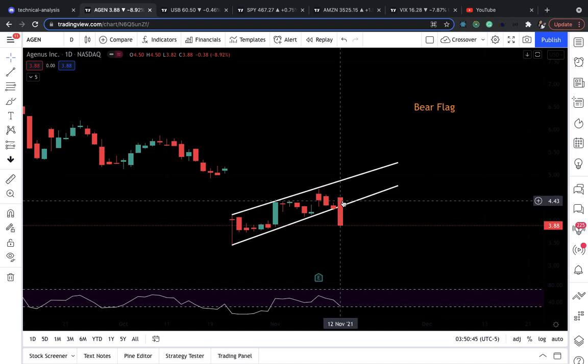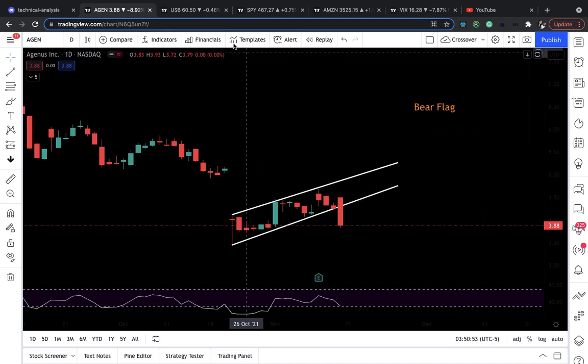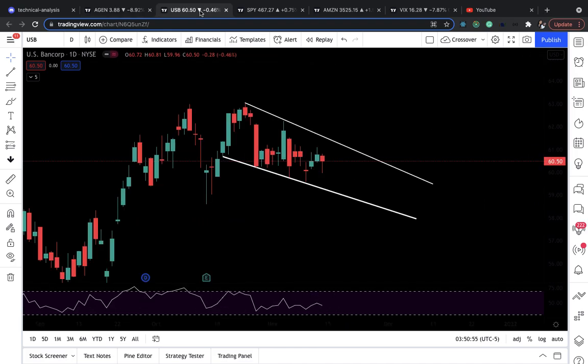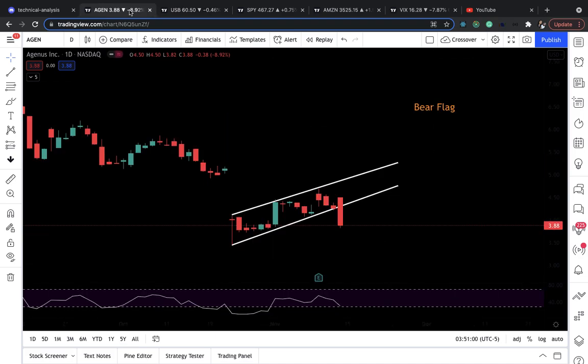So these are the things that I look for time and time again, either looking for bear flags or looking for bull flags. I love this trade setup. I've been trading it for years. It took me some years to master it, but it's not impossible.